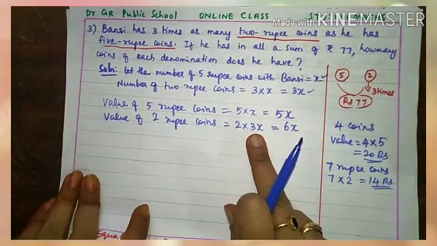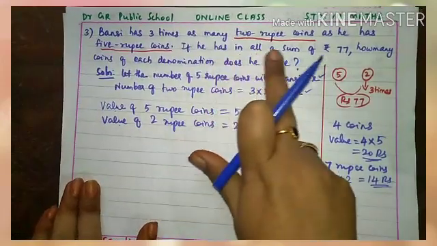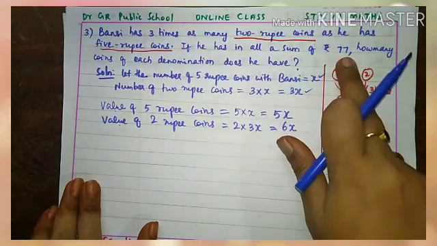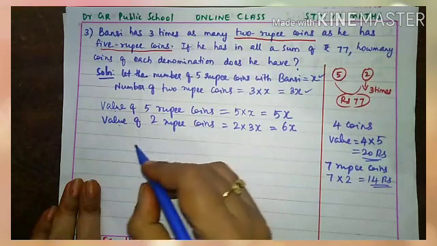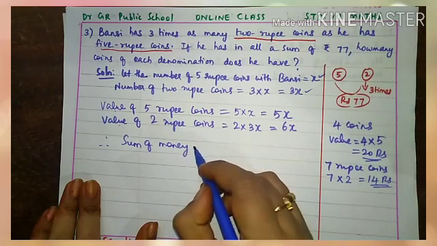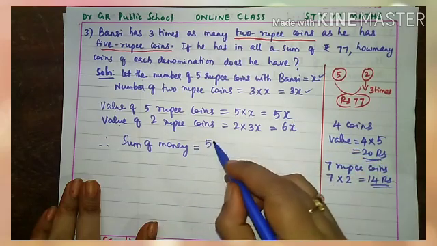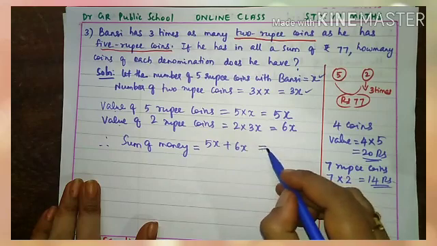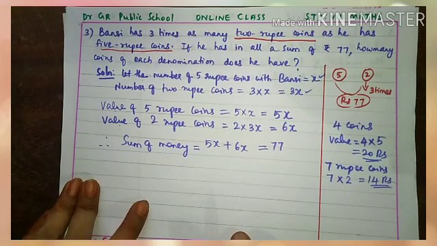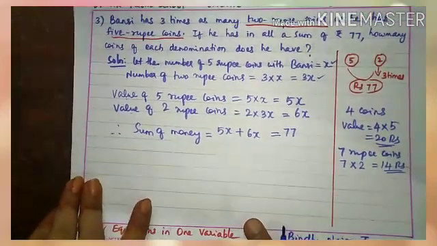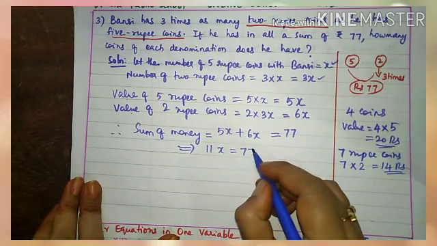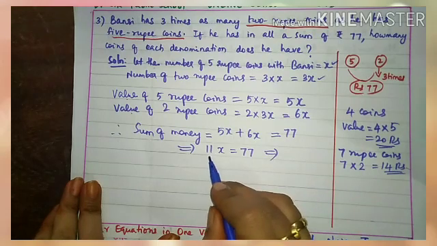Now we will continue. What is the next thing given in the problem? The sum of the rupees is 77. So when we add these two values, the total sum is 77. So how to continue? Therefore, sum of money equal to, we want to add these two, 5x plus 6x. That will give the sum 77. This is your equation, children. Now we need to simplify. What is 5x plus 6x? Yes, it is 5 plus 6, 11x. 11x equal to 77.